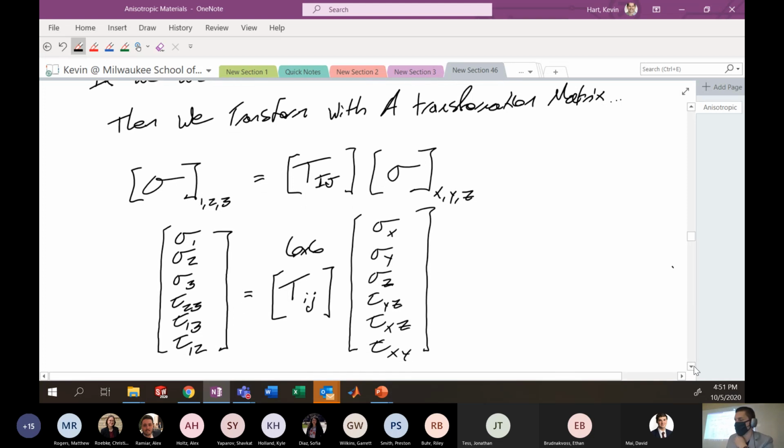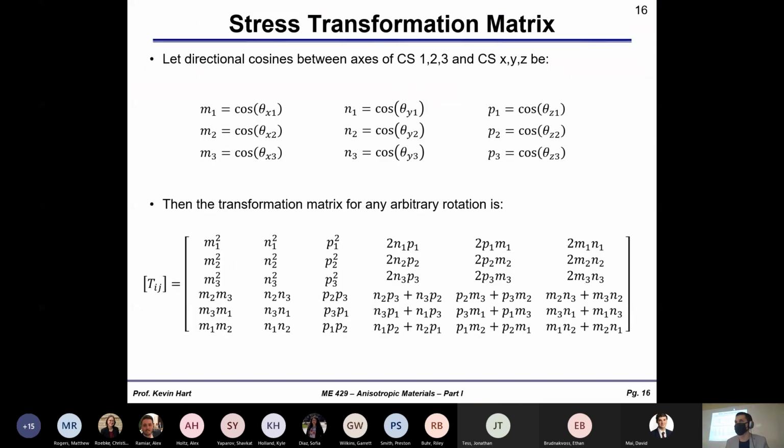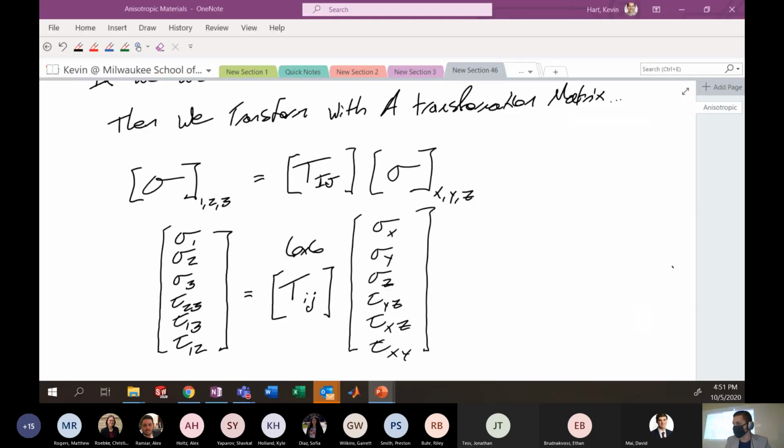Okay. There you go. All right, that'll be it. Preview on your transformation matrix. Yikes. This is what it is. We'll talk about this next time. That's it for today. Thank you.